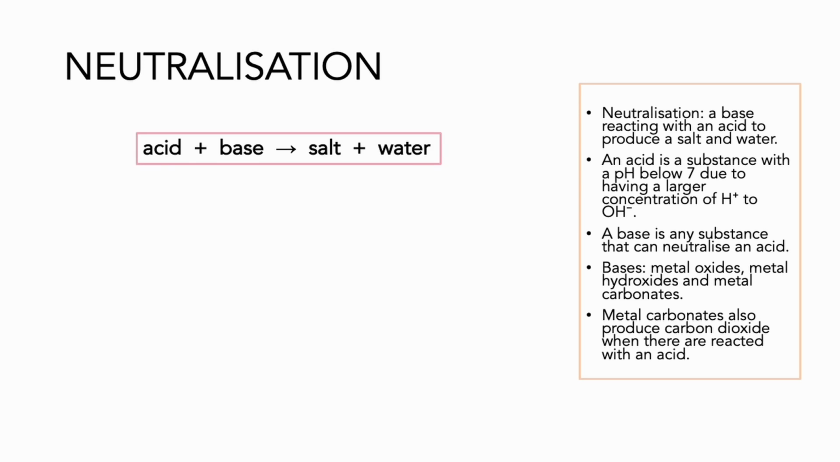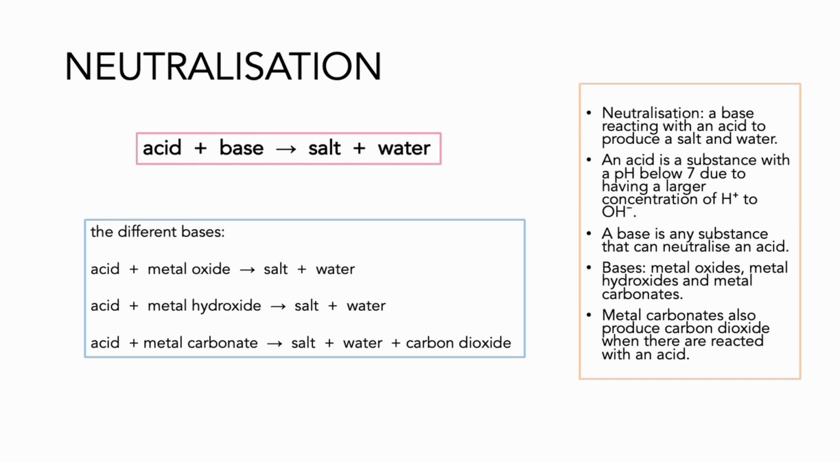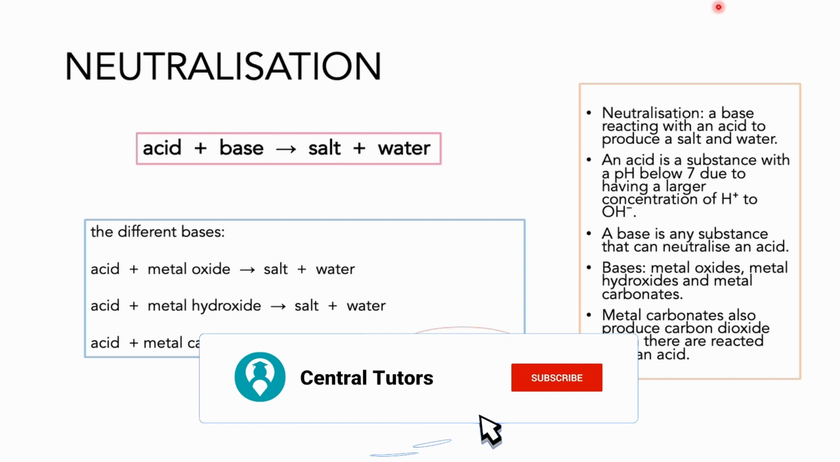The basic equation for this is shown, and the type of salt that is produced depends on the acid and bases used. This general equation stays the same for the neutralization of metal oxide and metal hydroxide, but changes slightly for an acid and metal carbonate, where carbon dioxide is also produced along with salt and water.